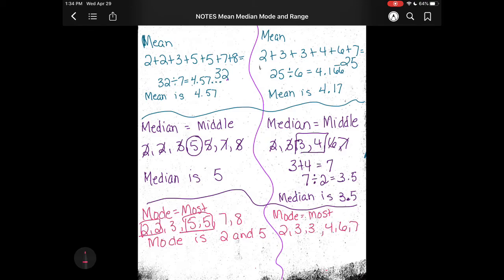What about on our next set? What do we see our mode to be? Our mode is 3. Mode is 3.